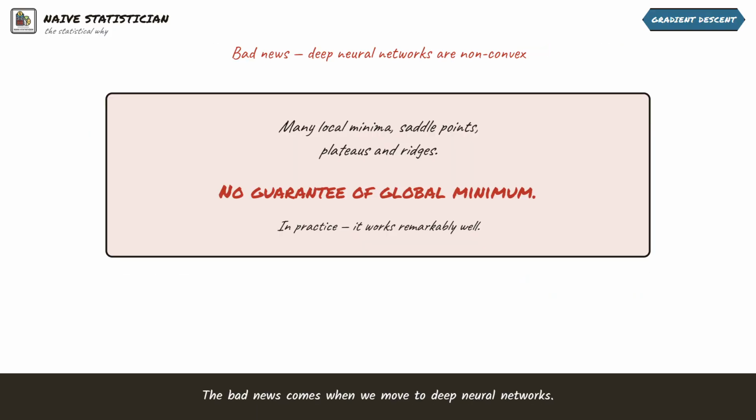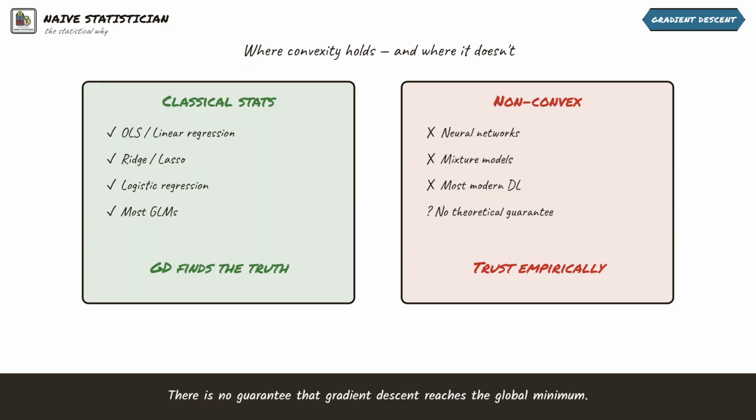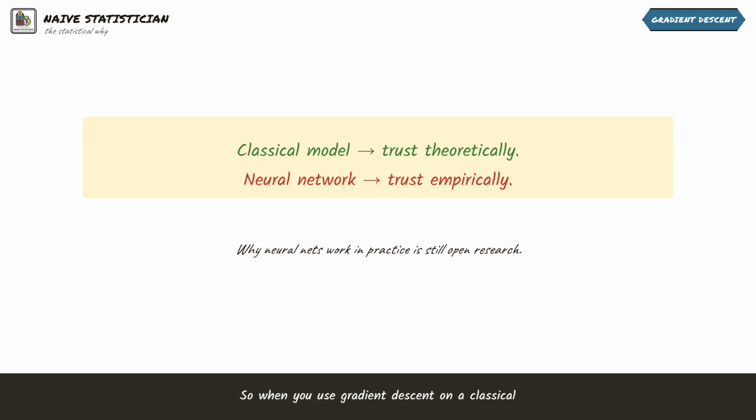The bad news comes when we move to deep neural networks. Neural network loss functions are highly non-convex. They have many local minima, saddle points, plateaus, and ridges. There is no guarantee that gradient descent reaches the global minimum. In practice, though, it works remarkably well for reasons that are still an active area of research. So, when you use gradient descent on a classical statistical model, you can trust the answer. When you use it on a neural network, you trust empirically, not theoretically.